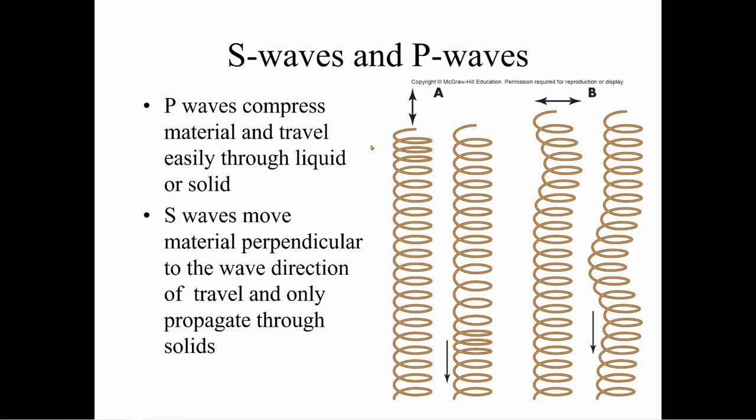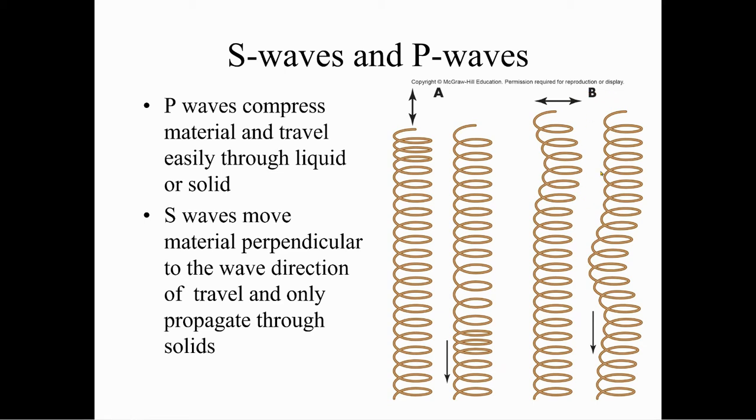A little more about S waves and P waves. P waves compress material and travel easily through a liquid or a solid, where S waves move material perpendicular to the wave direction of travel only, and they only propagate through solids, or they only travel through a solid. And you can see here, our P waves come through like this, all right? And the energy is moved along this spring, we'll just call it a slinky, in this direction. S waves, on the other hand, fluctuate at right angles. Notice, right angle. Right angle.